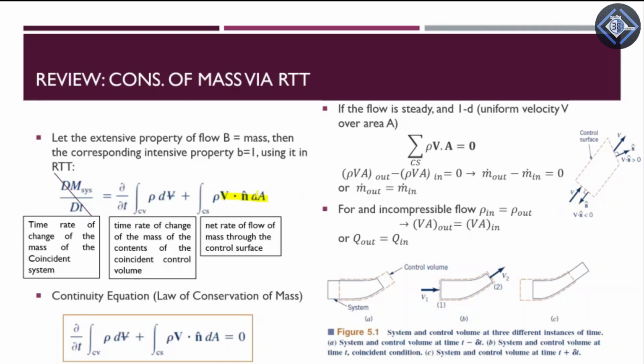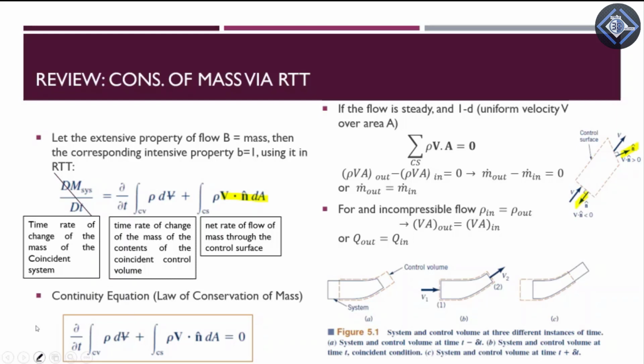So we have already defined n hat earlier as well, but here you can also see n hat in this figure. It points outward on both the surfaces. So here it points outwards of the control volume, and over here n hat is normal to this control surface.